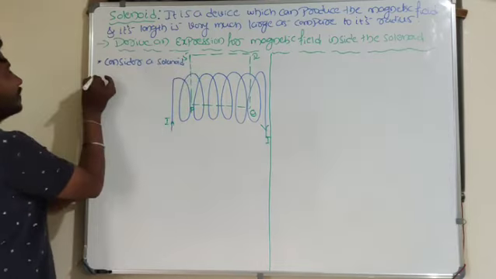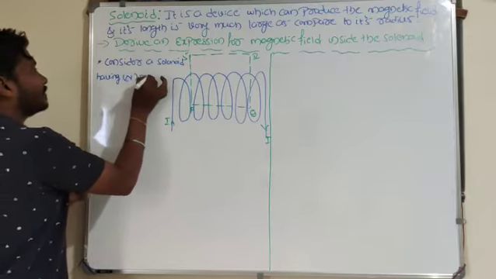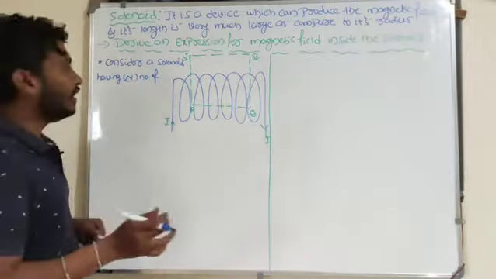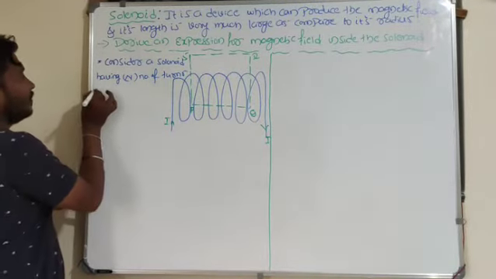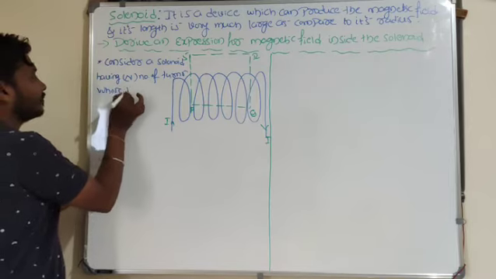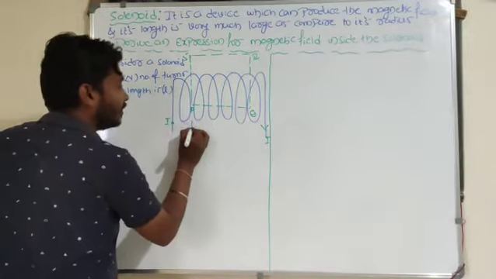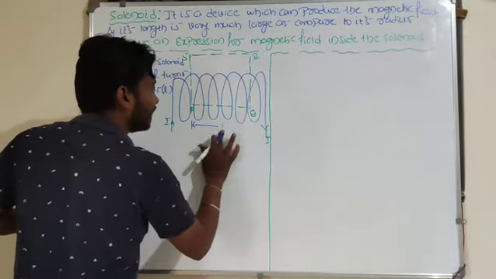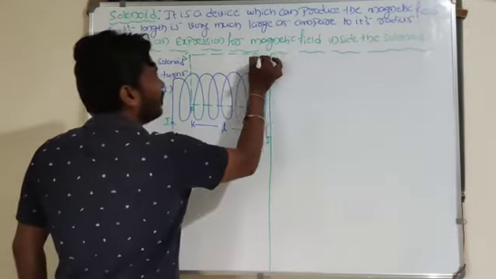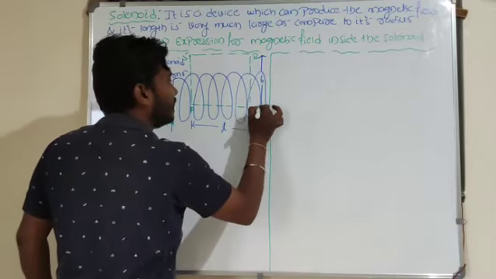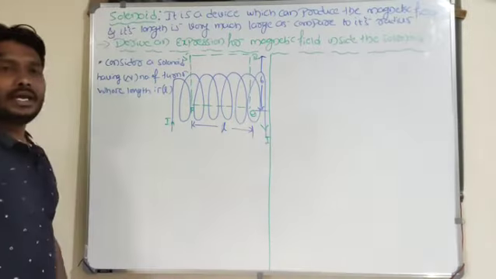Consider a solenoid having N number of turns, whose length is L. Look at here, the distance from P to Q I can consider as L. Distance from Q to R I can consider as B here.